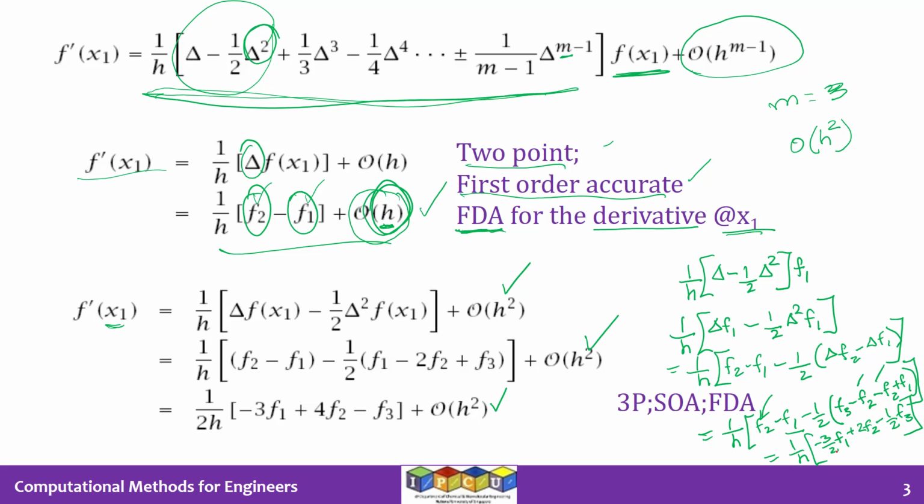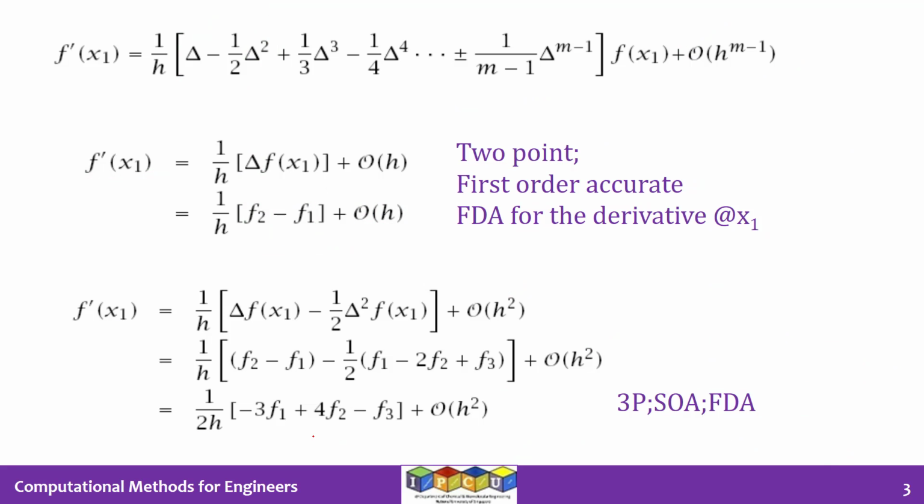So I can take 2 in the denominator out. So I can write it as 1 by 2h times minus 3 f1 plus 4 f2, because we have 2 f2 here. And if you want to take 2 outside, because this term and this term has 2, I'll make this as 4 f2 by 2 and then pull the 2 outside. So plus 4 f2 and then minus f3. So that is what you will get, and that is what is written here.